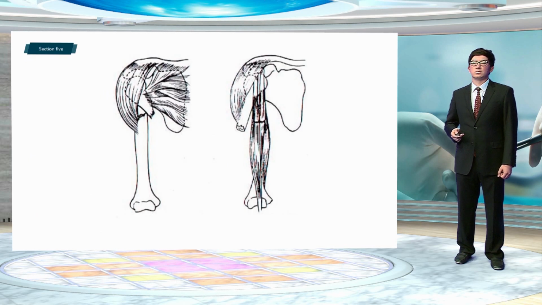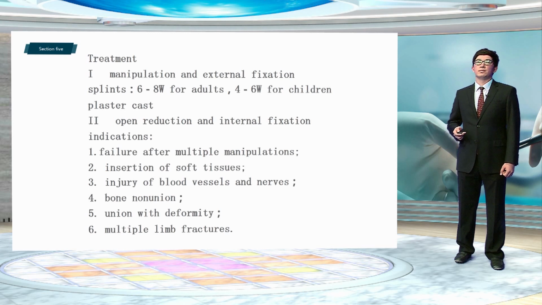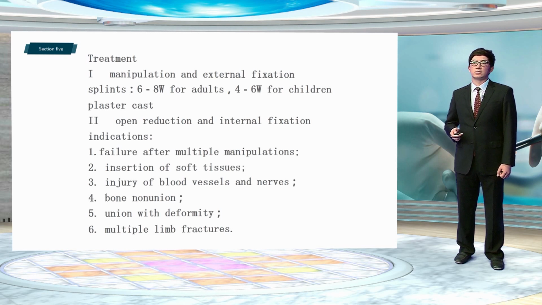These 2 pictures show the different displacement of the bone according to the different muscles pulling. For treatment, we can do manipulation and external fixation. We can use splints for 6 to 8 weeks for adults and 4 to 6 weeks for children. And we can also use plaster cast.